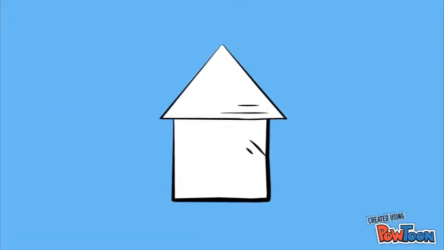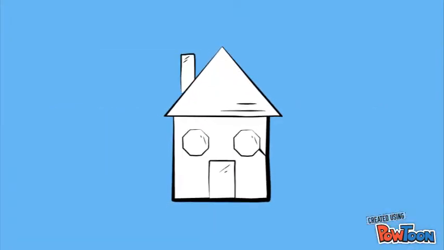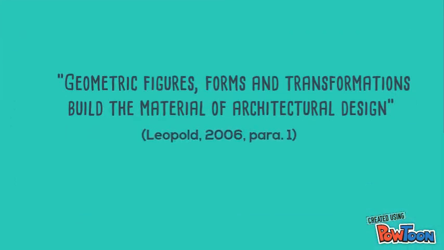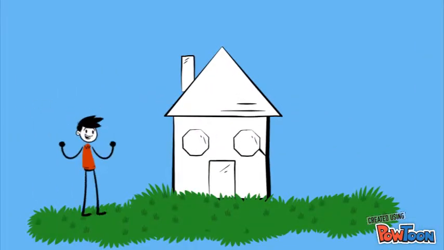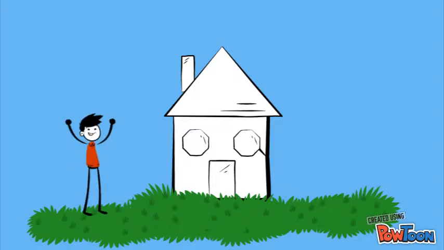Geometry is one of the most important fundamentals of architecture. Shapes and angles are used in every single aspect of it. Geometric figures, forms, and transformations build the material of architectural design. Without these shapes, angles, and dimensions, a building wouldn't just be, well, a building.